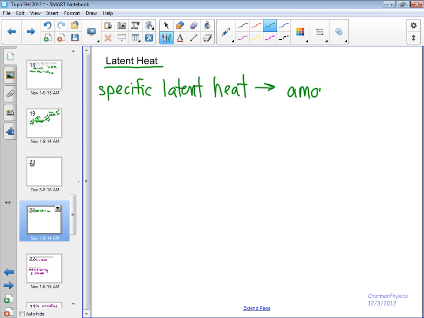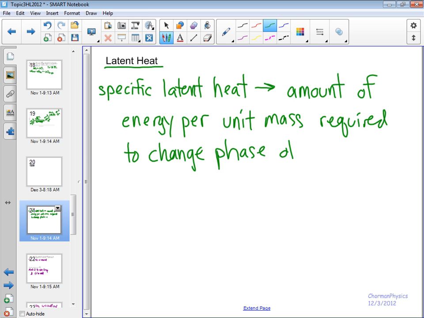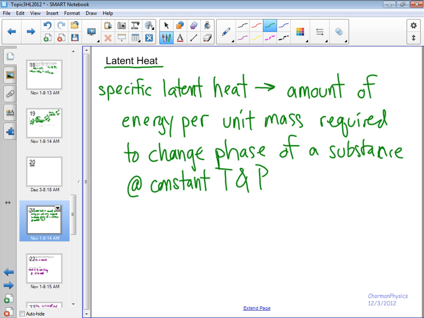So this is the amount of energy per unit mass that we need to change the phase of a substance at constant temperature and pressure.